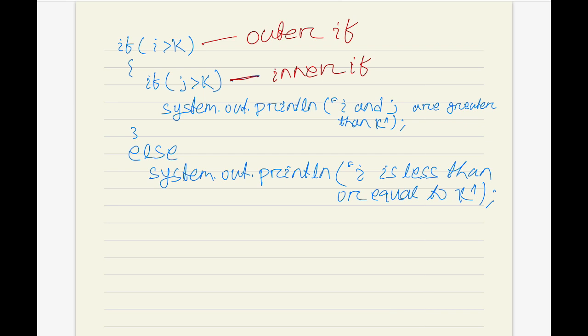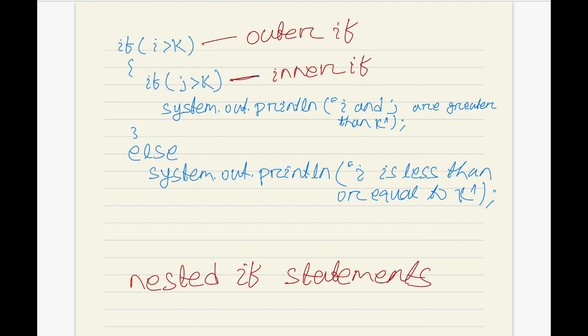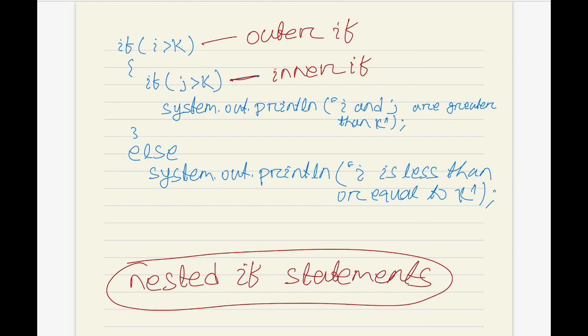So this type of structure is called nested if statements. So when we write one if inside another if, that is called a nested if statement. The nested if statement can be used to implement multiple alternatives. So we will see some examples of this nested if statement.